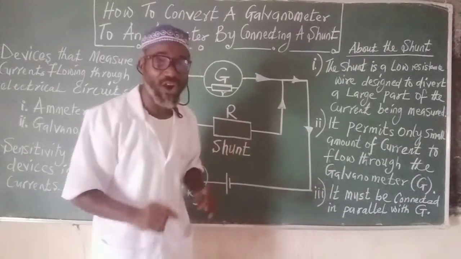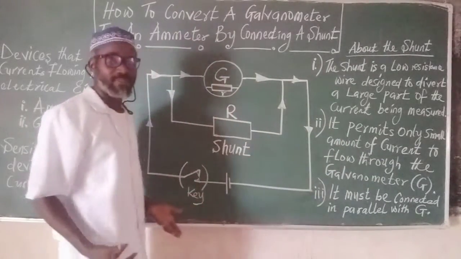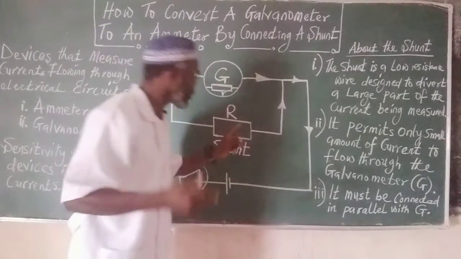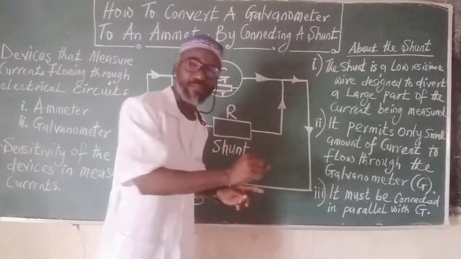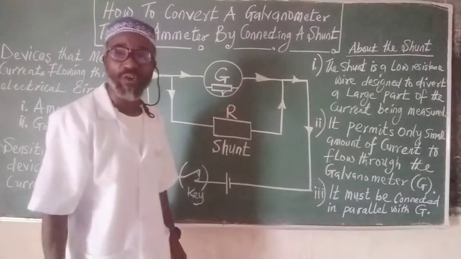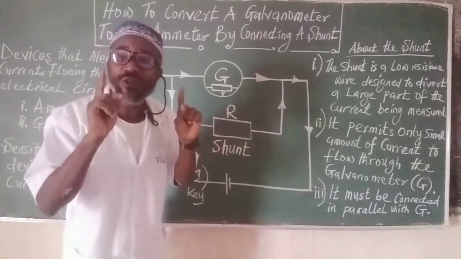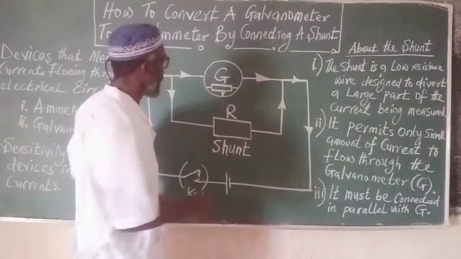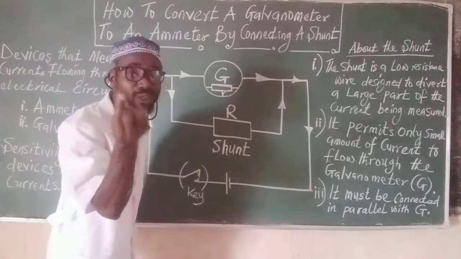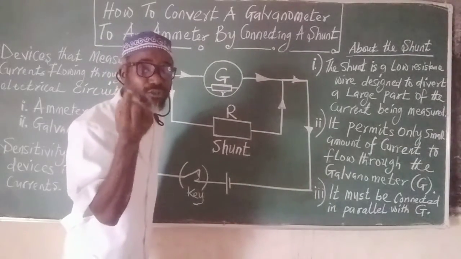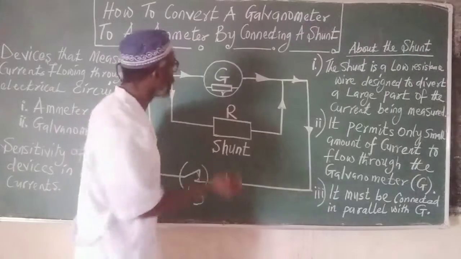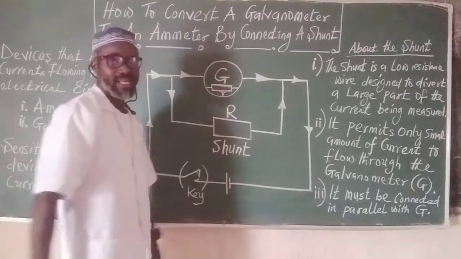That's the first thing it does. Then the question is, why must the shunt divert a large amount of the current being measured? For one reason, so that a small amount of current will be permitted to flow through the galvanometer.